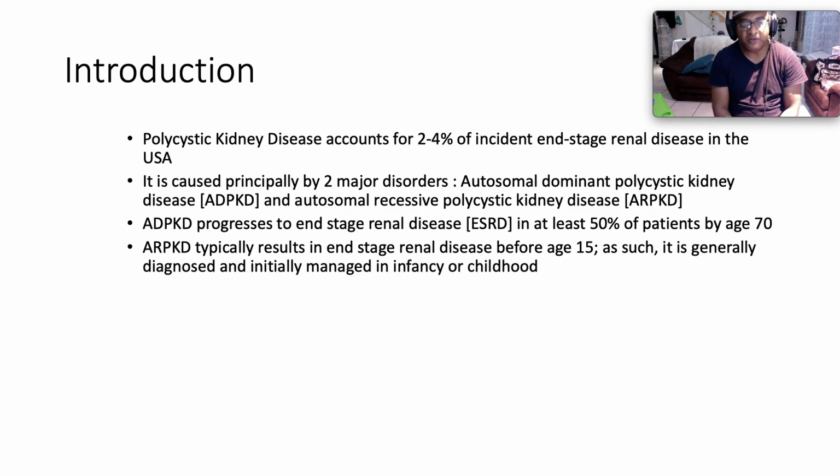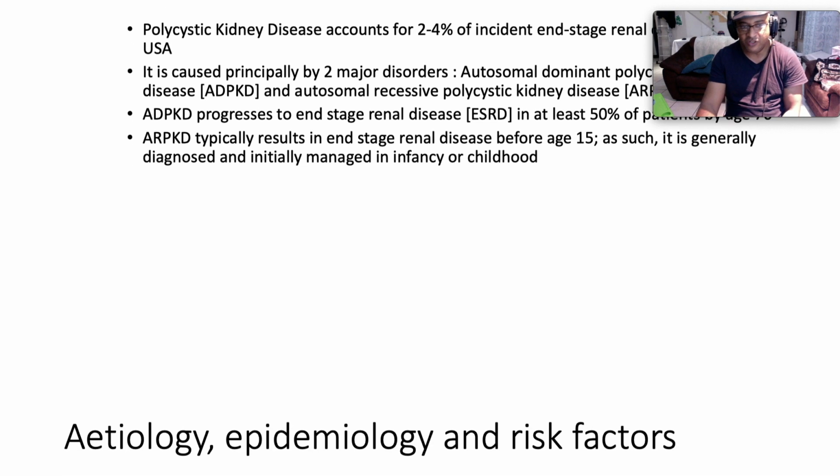So the autosomal dominant variety progresses to end-stage renal disease in at least 50% of patients by the time they turn 70 years old. So not that uncommon. The recessive form typically results in end-stage renal disease before age 15. As such, it is generally diagnosed and managed in infancy or in childhood, right?